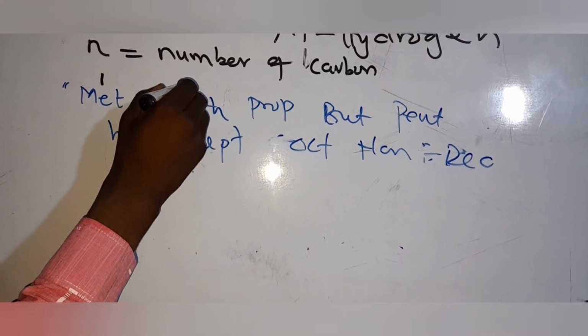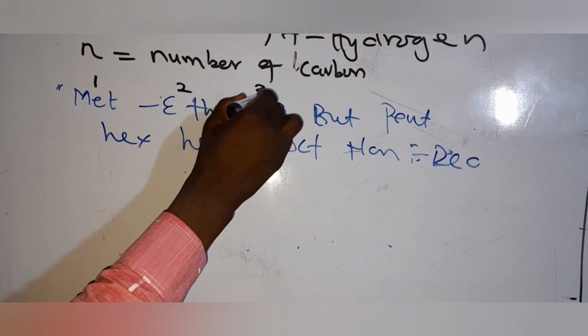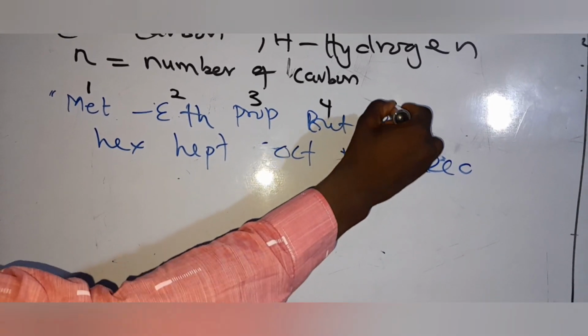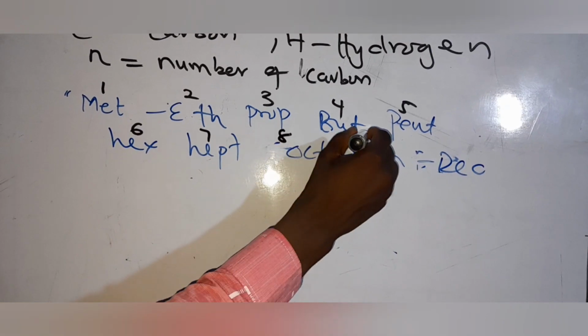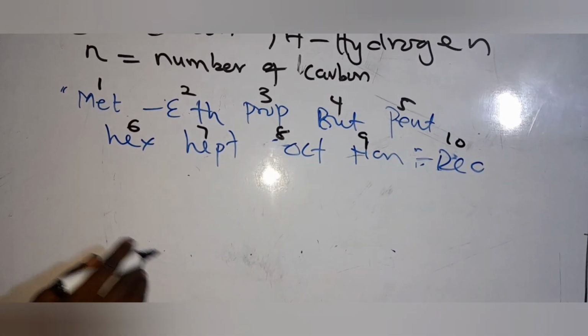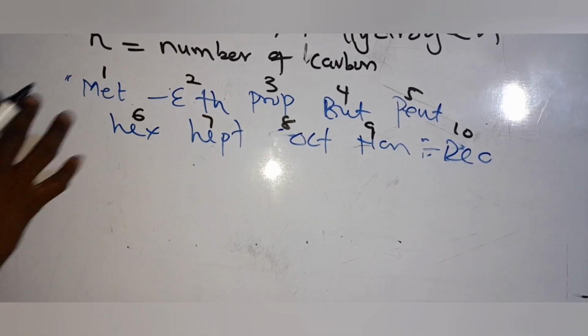If the carbon is 2, this is the name that we are going to use. If the carbon is 3, if the carbon is 4, if the carbon is 5, if it is 6, if it is 7, if it is 8, if it is 9, and if it is 10. So let's now look at it in detail.